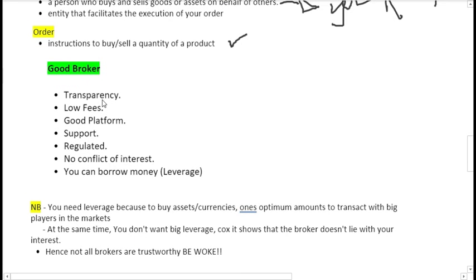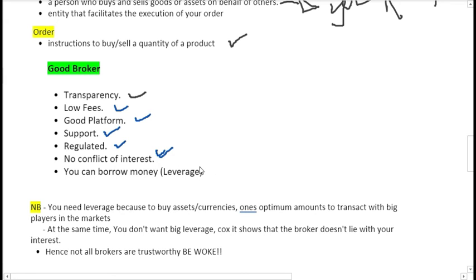So a good broker should be transparent, right? And should have low fees. In terms of spreads, commissions should be low. It shouldn't be wide, I've explained. Good platforms and software that are not complicated. Good support, and it should be regulated by certain policies. No conflict of interest where they are sending you trading educators so that you put too much money.